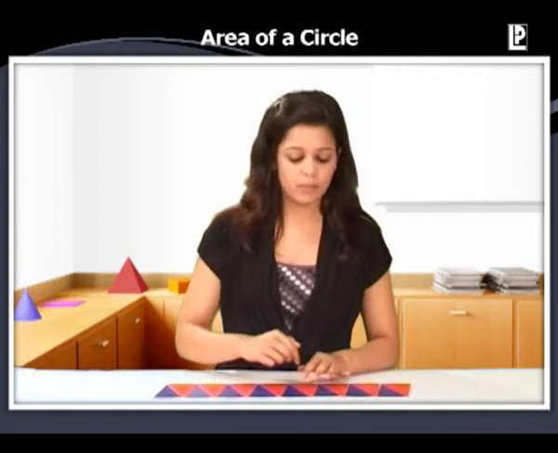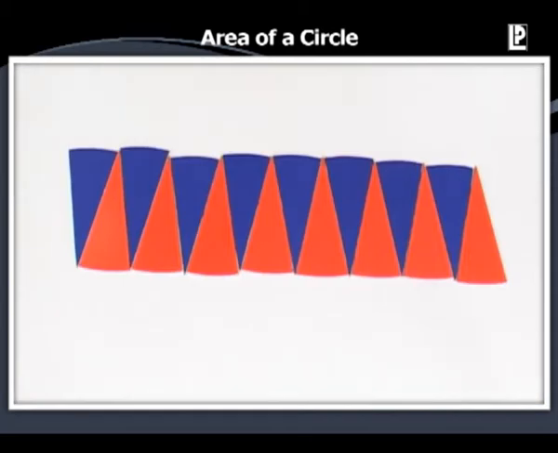The goal is to make a shape that is as close to a rectangle as possible so that we can find its area using the rectangle formula A is equal to length times breadth. But this shape does not have straight sides, so the formula wouldn't be very accurate. You can see that the top and the bottom are still not perfectly straight. They're definitely a little bumpy.